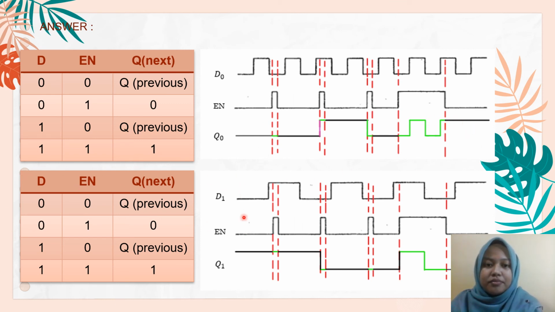Okay, the second, D1 and enable. For D1, enable 1, output becomes 1, and D0, enable 1, output becomes 0. For this, D0 enable 1, output becomes 0, and for this D1 enable 1, output becomes 1, and for this D0 enable 1 and output becomes 0.